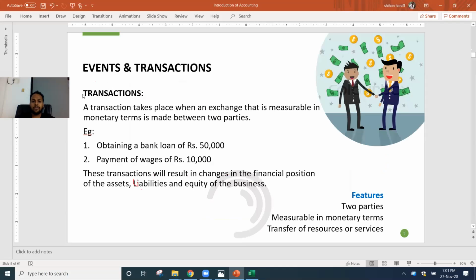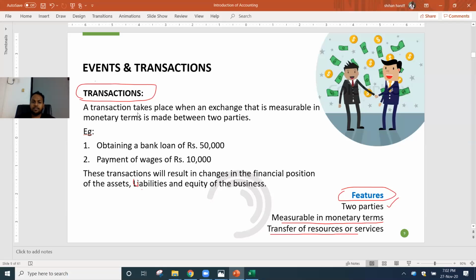First thing, we need to understand what is a transaction and what is an event. All the transactions have three important features. There are two parties involved. This is also another question you may get in the second paper: what are the features of transactions? There are two parties and there is a transfer of resources which is measurable in monetary terms.